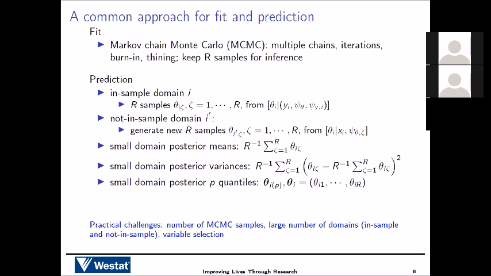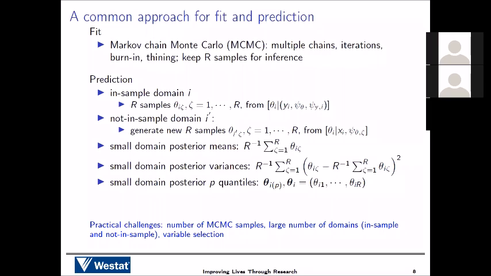So what is a common approach for fitting and prediction for hierarchical models? In particular, right now, I'm looking at small area estimation using the hierarchical model framework. One approach would be a Bayesian approach, where we can fit these models using MCMC. For example, we can run multiple chains with a large number of iterations, discard the first few, and maybe do some thinning to keep samples as independent as possible for inference. So suppose we keep R samples for inference in total. Then how can we construct predictions? Well, in particular for the small area setting, we can talk about prediction for domains where survey data was available.